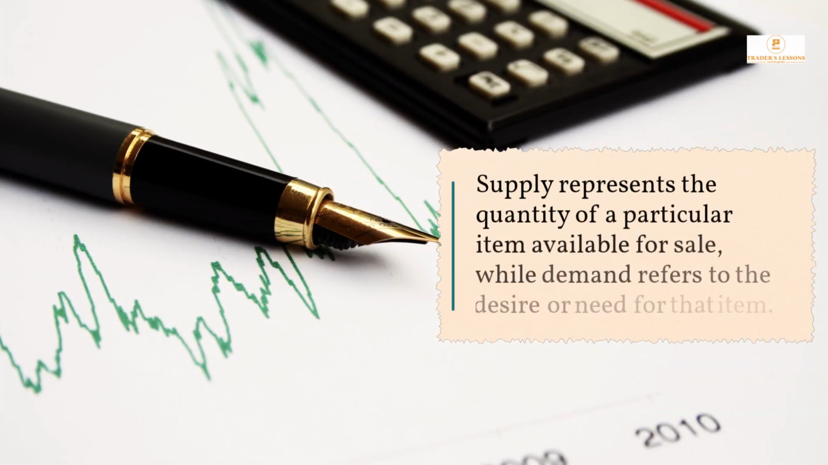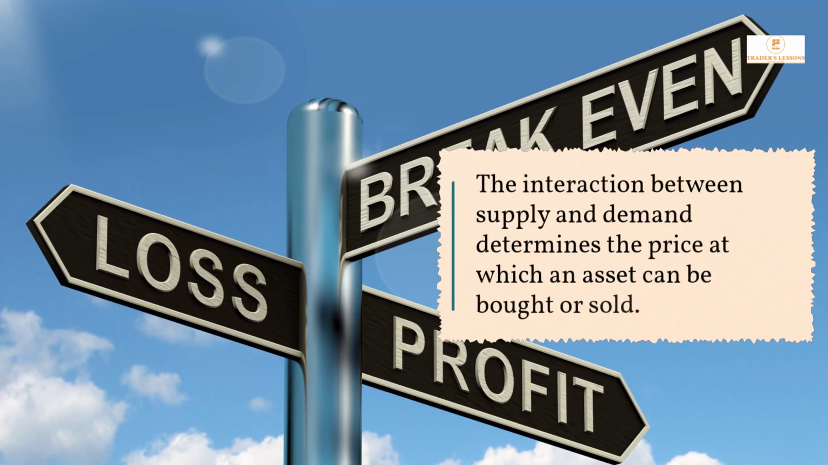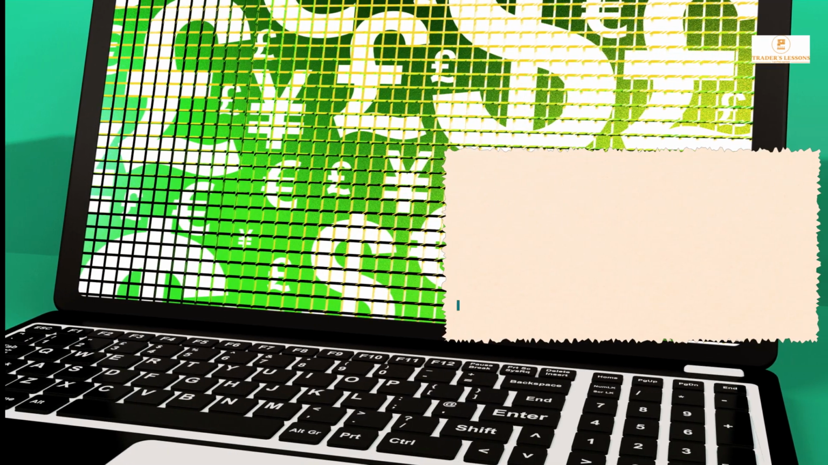Supply represents the quantity of a particular item available for sale, while demand refers to the desire or need for that item. The interaction between supply and demand determines the price at which an asset can be bought or sold.